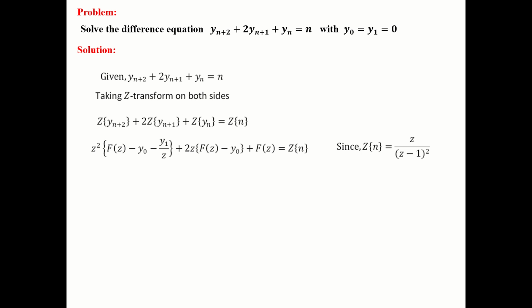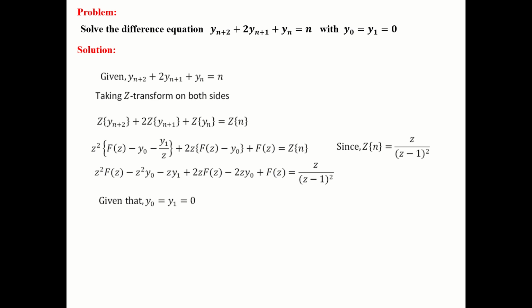We know Z[n] = z/(z-1)². So the left-hand side becomes z/(z-1)². Now on the right-hand side, multiplying z² with each term: z² F(z) - z² y0 - z y1, because z² times y1/z, the z in the denominator gets cancelled, so remaining you will have z y1. Now the second term, multiplying 2z with each term: 2z F(z) - 2z y0, plus F(z), which is equal to z/(z-1)².